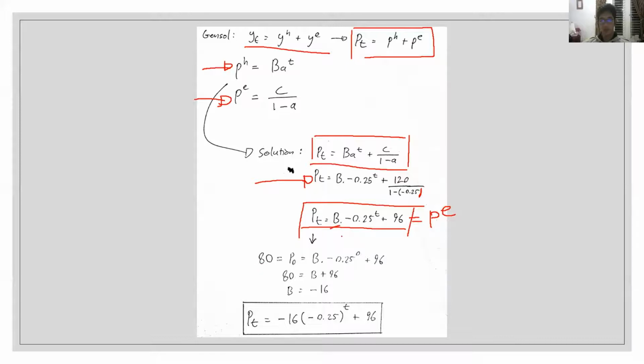So we need to, of course, solve that. So A_T, which is our starting P, P0, is equal to this formula right here when time T equals 0, of course. So A_T equals B times negative 0.25 to the power of 0 plus 96, which is A_T equals B plus 96, which in turn gives us B equals negative 16, which gives us our completed solution of P_T equals negative 16 times negative 0.25 to the power of T plus 96.